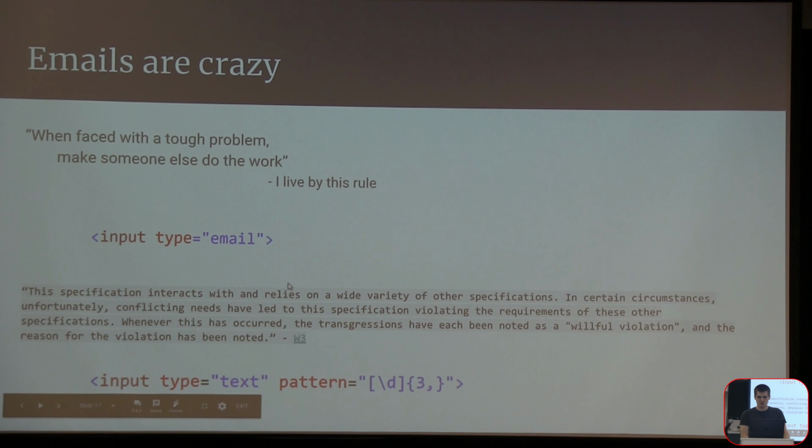And what's amusing is this email field doesn't actually follow the spec. If you look at their documentation, the browsers all kind of met together and they decided the spec was a little too insane to support. So they call it willful violation of the specifications, because they didn't even want to support all the edge cases, because frankly, some of them are a little ridiculous.